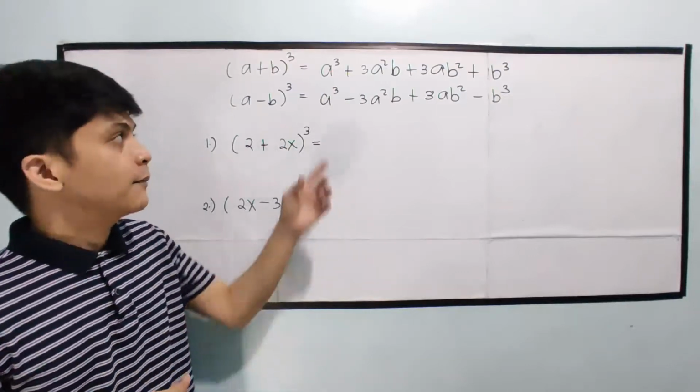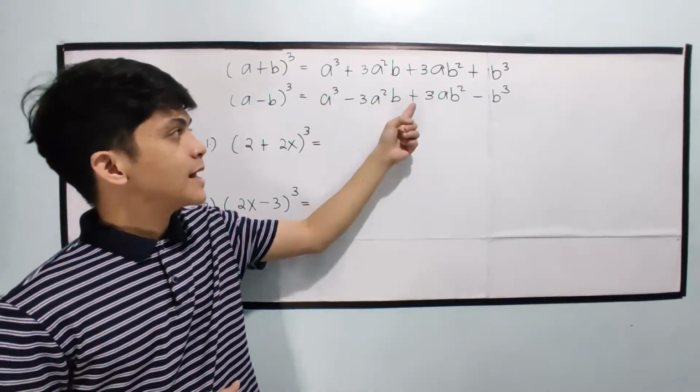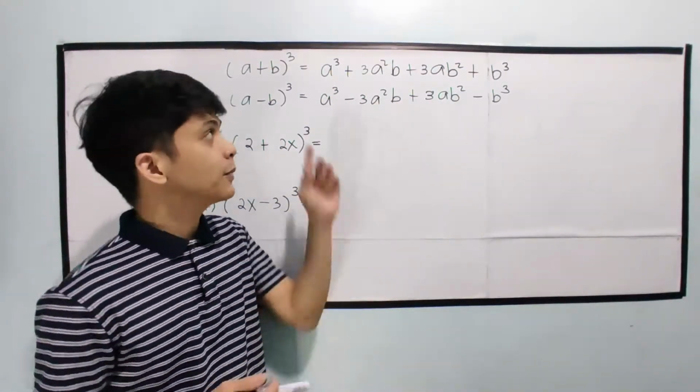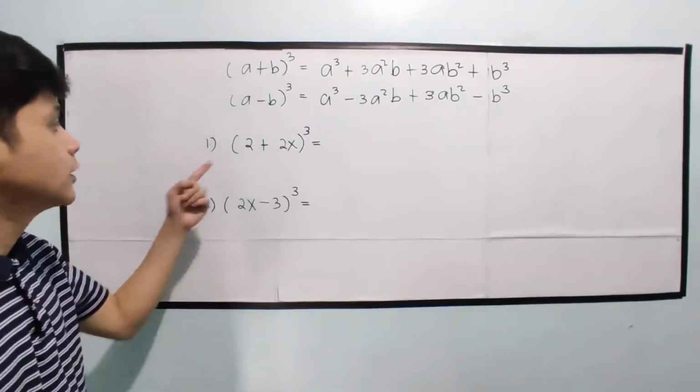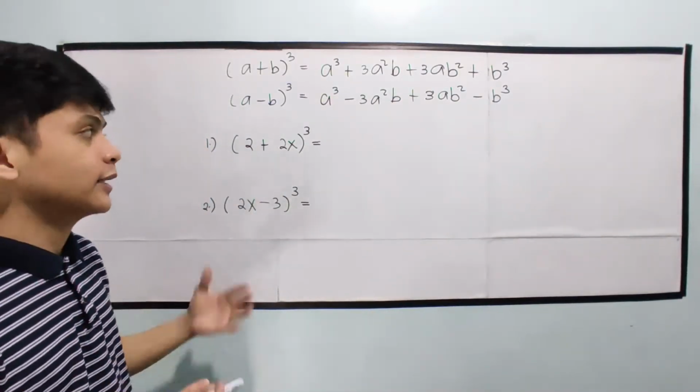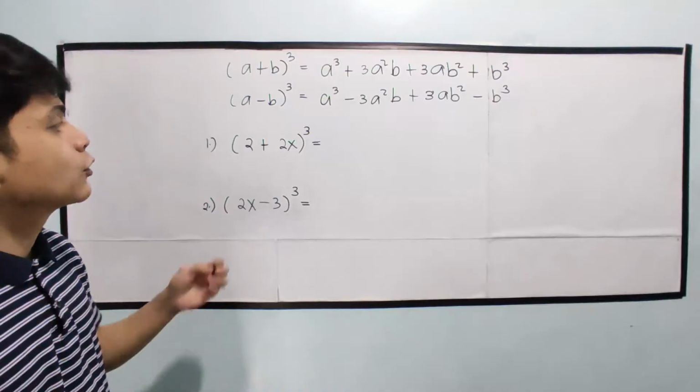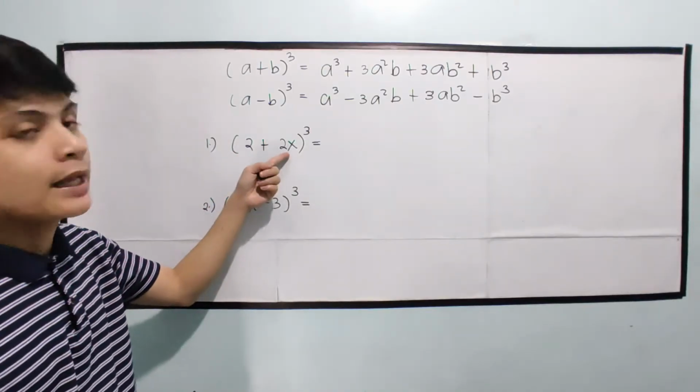Nag-alternate naman yung sign niya. Positive, negative, positive, negative. Okay? Yun lang yung pagkakaiba nila. So, gamitin natin yung formula sa example natin. For number 1, so first term natin is 2, second term natin is 2x.